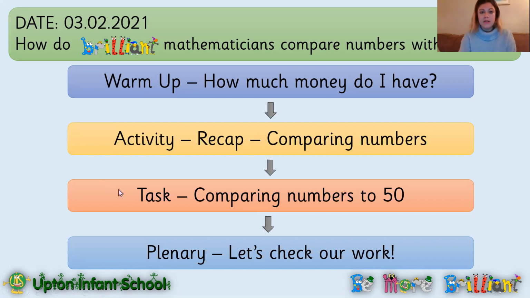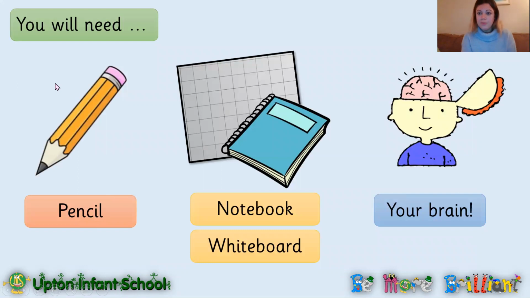So for today's lesson, you will need a pencil. You will need your home learning book if you're at home, or your maths book if you're at school. It would be a good idea to have a whiteboard and a whiteboard pen to help you. And you're going to need your brain. You're going to need your maths brain. And as we've been using all week, if you would like to have your 100 square in front of you as well, that's fine. We won't be using it too much today, but it's always a good idea to have it close by. And that's in your home learning pack as well.